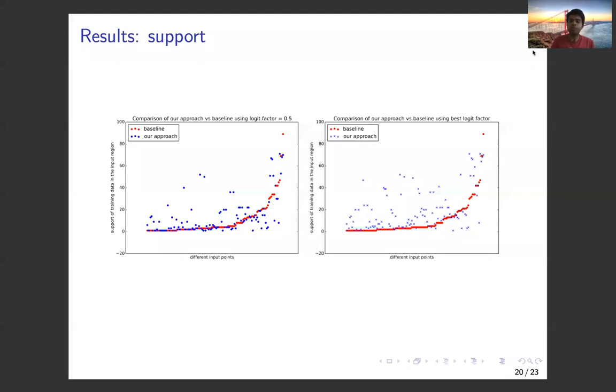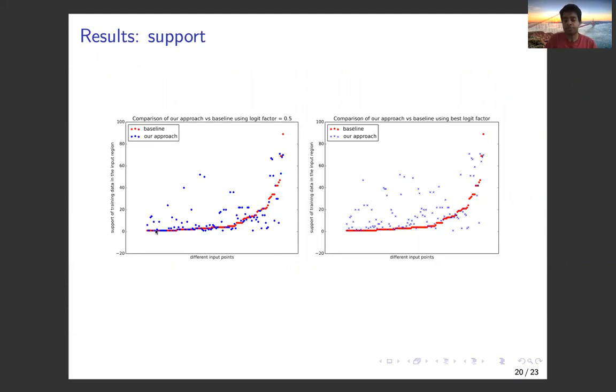So moving on to the results that we have on the diabetes data set. First of all, let me explain the experimental settings. There are 768 different input points. In those 768 different input points, 127 different activation patterns are realized. And for all of these activation patterns as the initial activation pattern, we run the experiment for our approach as well as the baseline, and try to compare the metric values for all these points.